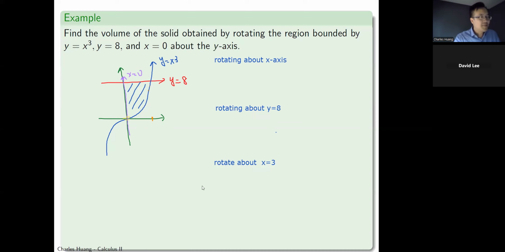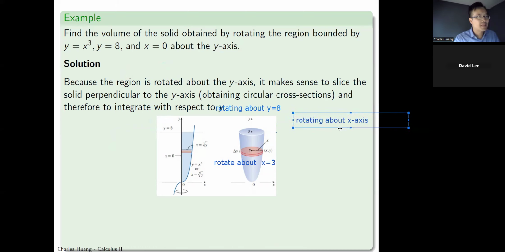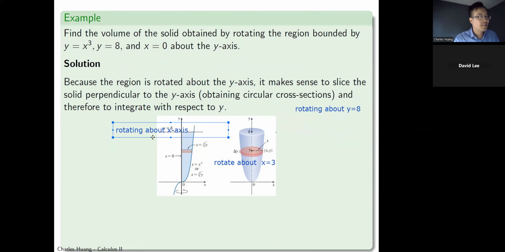Now, let me see if I can call out my picture. Okay, so I'm going to use the picture here. But I'm going to erase my ugly shape. And we're going to use the real picture, and then we are going to go through these examples. Okay. So let's start with rotating about y equal to 8. And I'll put the other two down here.